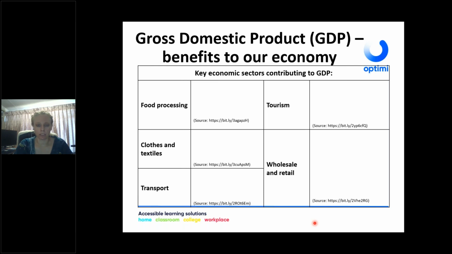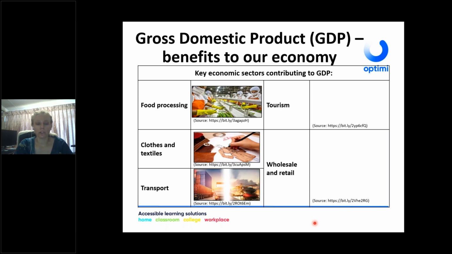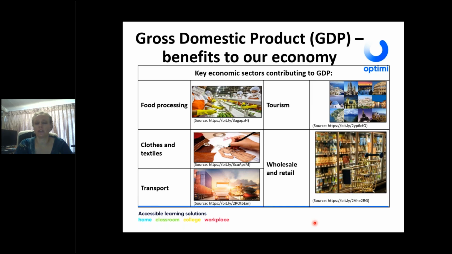The key sectors continue when we look at food processing, clothes and textiles, transport, and then the one that we are interested in, which is tourism, and then wholesale and retail.